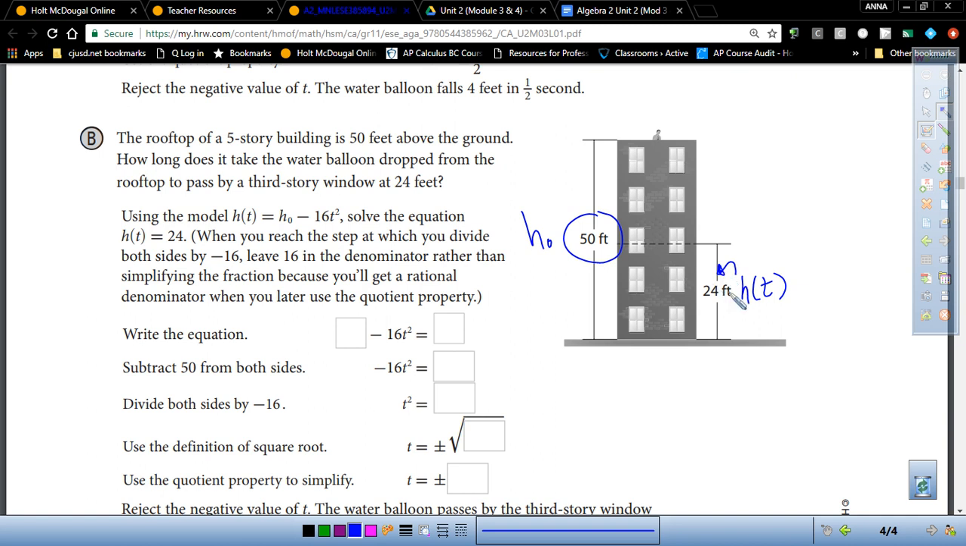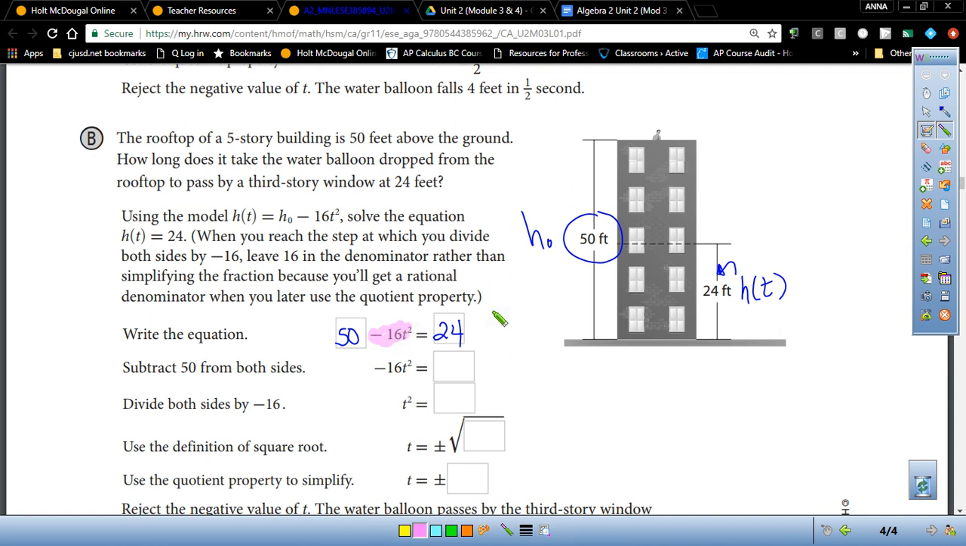So I want my output to be 24 feet. My starting height, though, is 50. So when I plug it into my height formula, my h0 is 50 minus 16 times t squared. I don't know how long it's been falling. And we want that height to be equal to 24. So our goal is to isolate the term with t squared. Notice that the term with t squared is a negative 16t squared. So to isolate, we need to move the 50. The 50 is positive, so I will subtract the 50. And 24 minus 50 is negative 26.